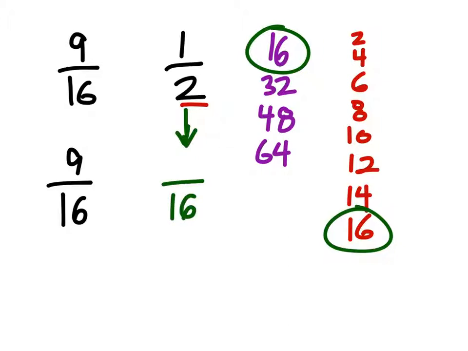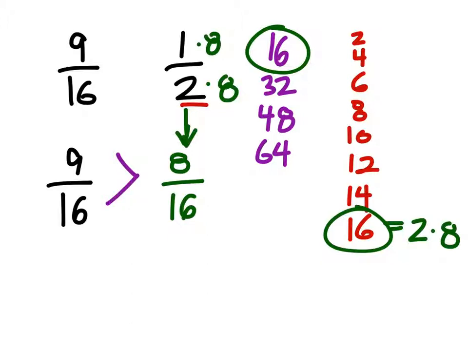Now some of you could do this in your head, but I can see that it's the 8th multiple of 2. In other words, 16 is 2 times 8. So if 2 times 8 is 16, again, we don't want to change the value of the fraction, so I've got to take 1 and multiply it by 8 as well. So that would be 8/16. Well, in terms of 16ths, 9 is bigger than 8, or 9 is more than 8. So if we go back to the original problem, 9/16 is greater than 1/2.